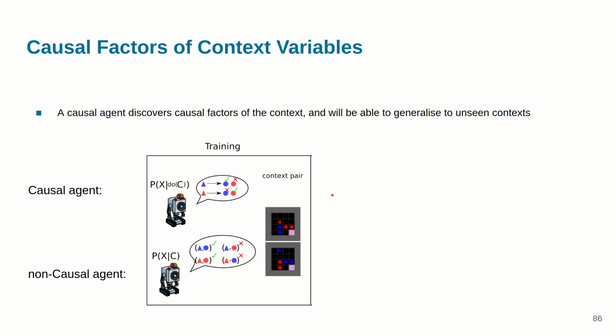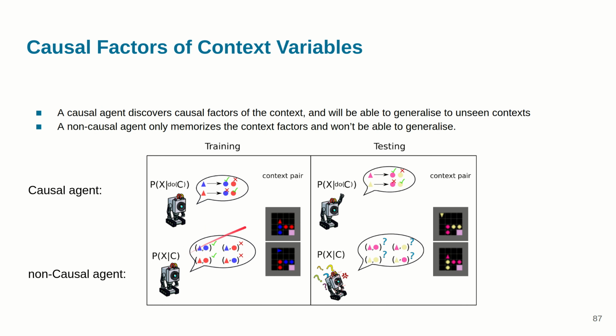If we train these two agents on a set of training contexts, given enough time, both of them should be able to solve the task on the training context, and both of them will be successful. However, if we provide the agent with a new context that it has not seen before during training, only the causal agent will be able to solve this task. And a non-causal agent, obviously, because it has not seen these combinations before, will not be able to generalize.